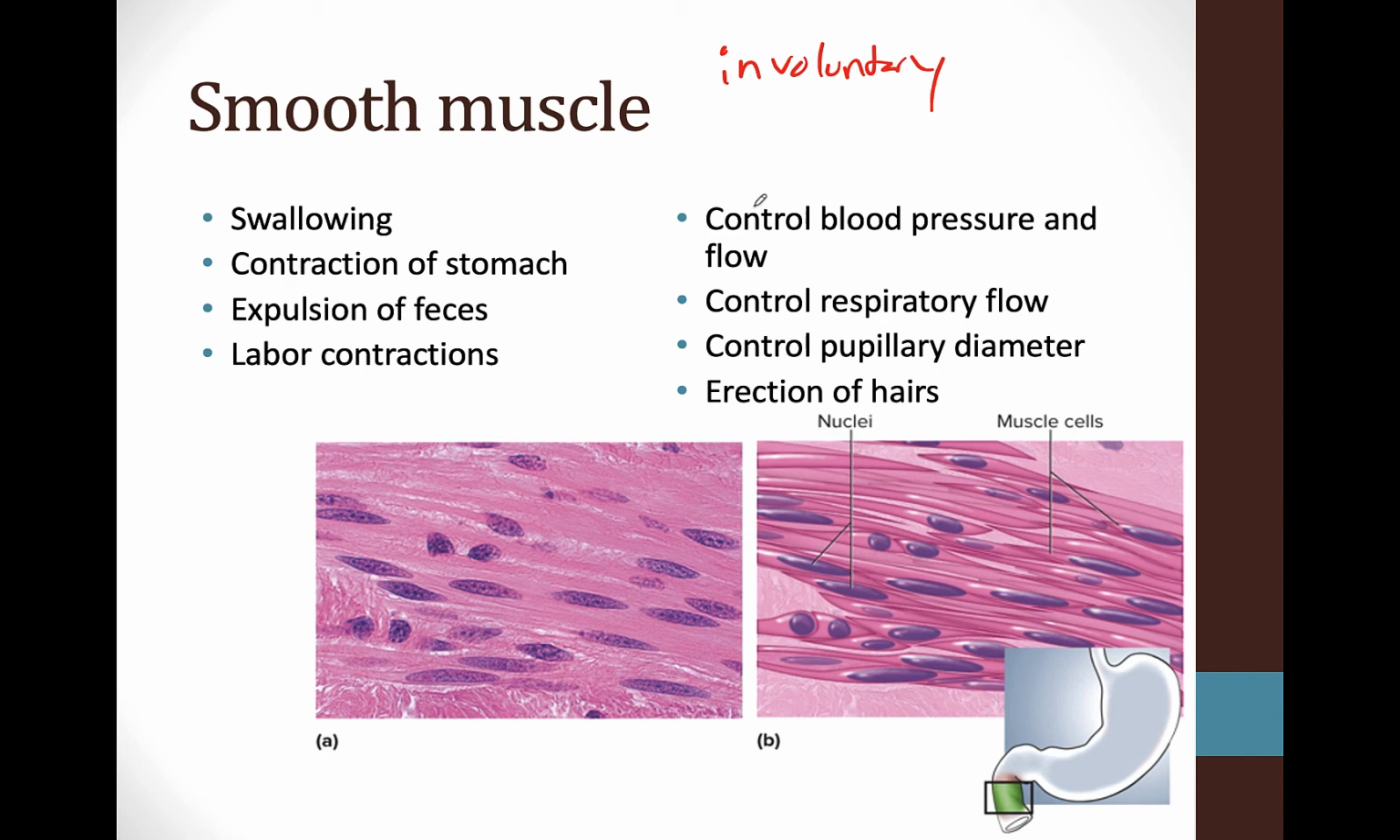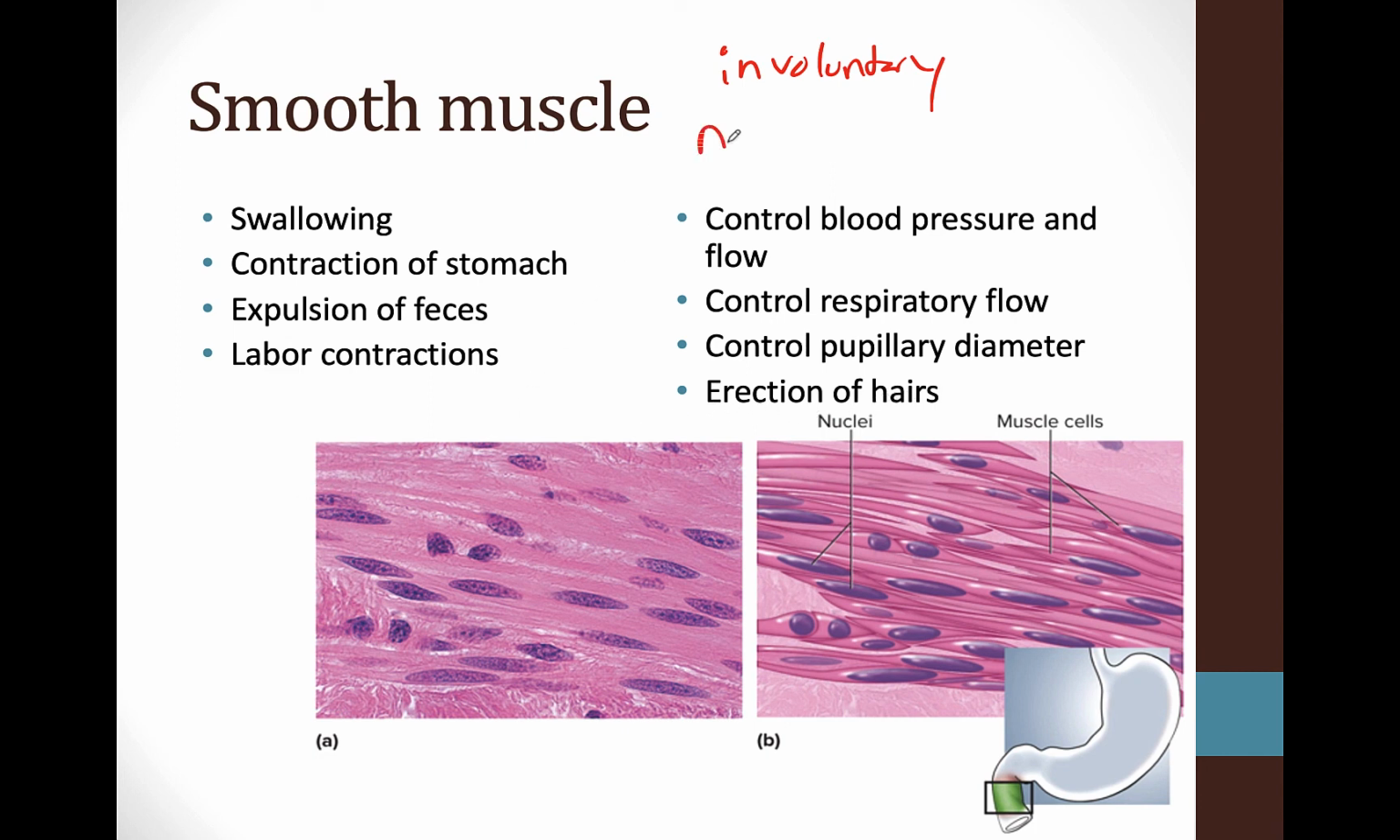So if you look here, there's a lot of functions that you don't necessarily have complete control over. So you swallow food to the back of your mouth, but it gets to your stomach on its own through your esophagus, the contraction of your stomach, the movement of feces through the colon, initial labor contractions, right? Not the pushing, but the actual labor contractions that you can't control. Blood pressure and flow through your arteries, your breathing. You can make yourself breathe faster or slower, but you're still breathing. Your diaphragm will move on its own through smooth muscle.